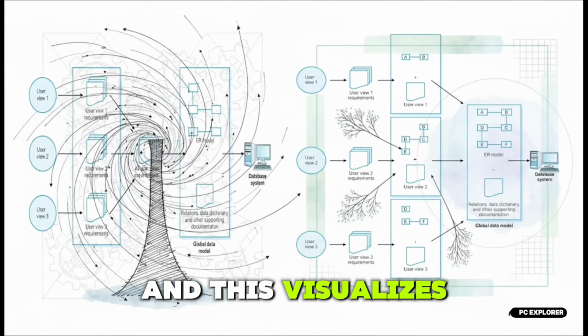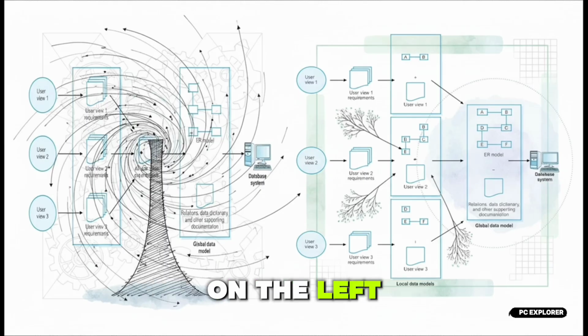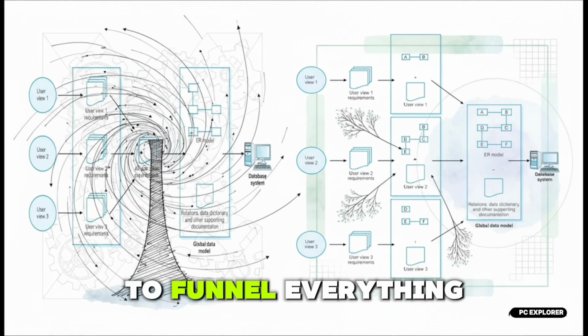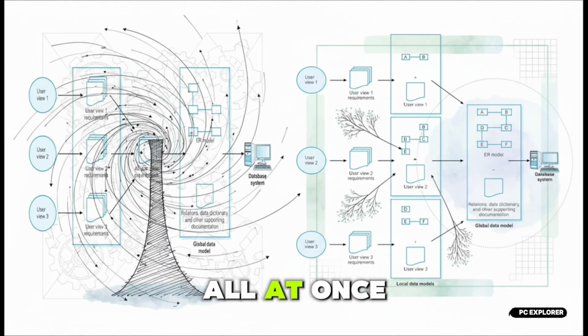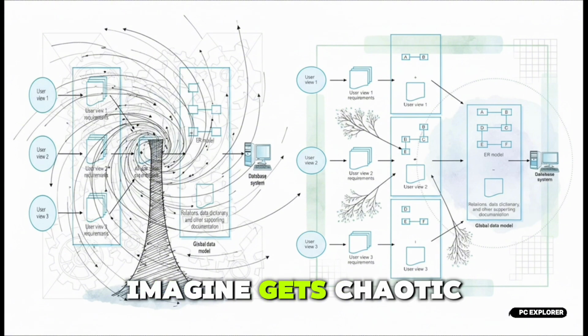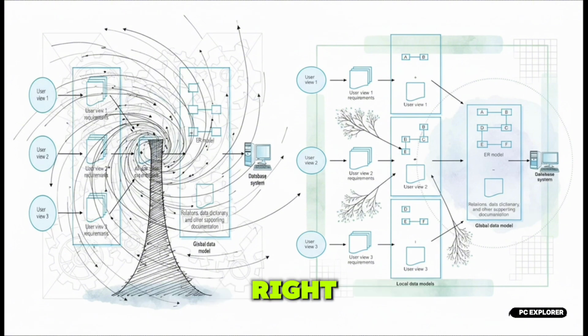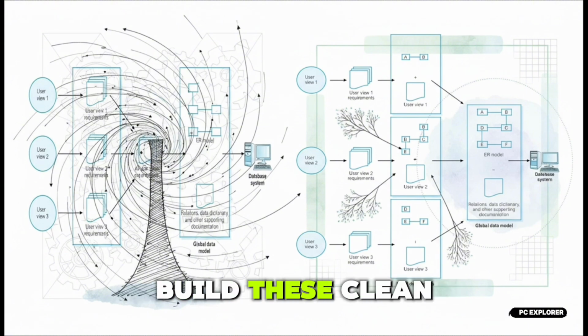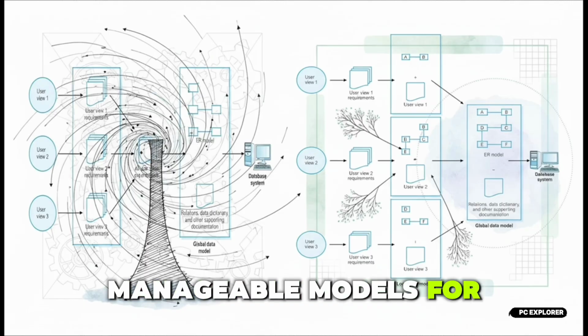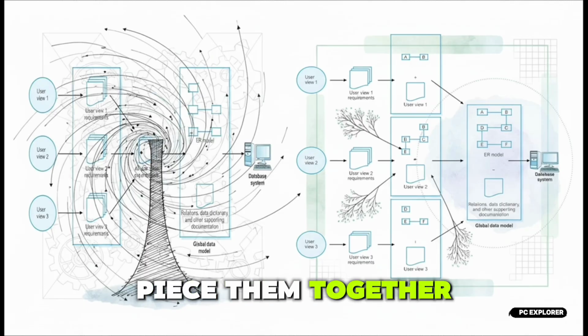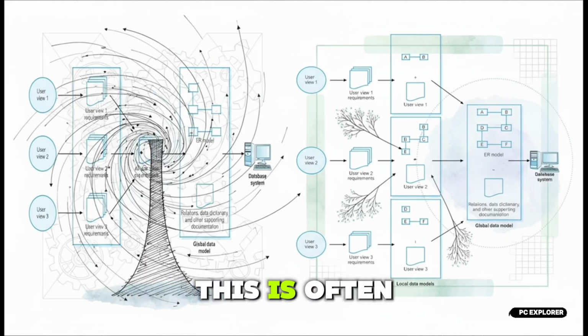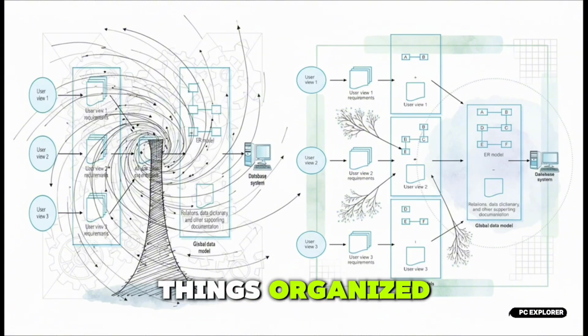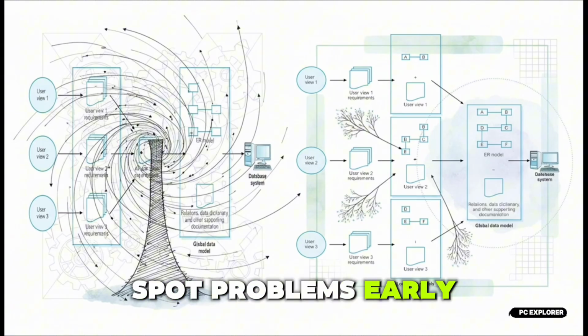And this visualizes the difference perfectly. On the left, the centralized approach is like trying to funnel everything into one massive document all at once, which, you can imagine, gets chaotic fast. But on the right, the view integration approach lets you build these clean, separate, manageable models for each group, and then you just piece them together. For really complex projects, this is often the way to go because it keeps things organized and makes it way easier to spot problems early.